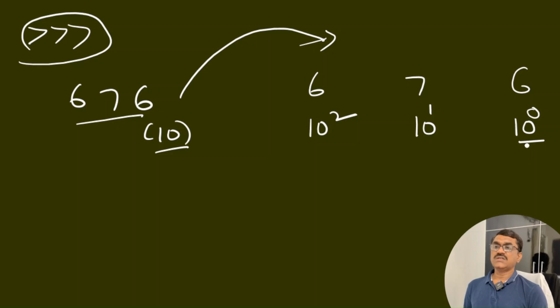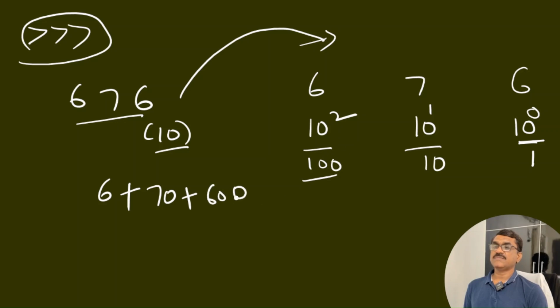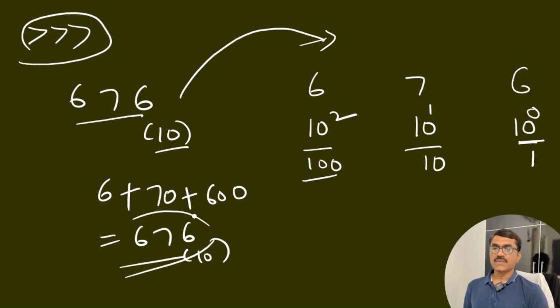6 is in units position, that means 1. 7 is in tenth position, and 6 is in hundredth position. So 10 to the power of 0 is 1, multiply 1 into 6, that is 6, plus 10 to the power of 1, 10 into 7, that is 70, plus 10 to the power of 2 is 100 into 6, 600. Now the result we are obtaining is 676. This is the way of representing the decimal number system.